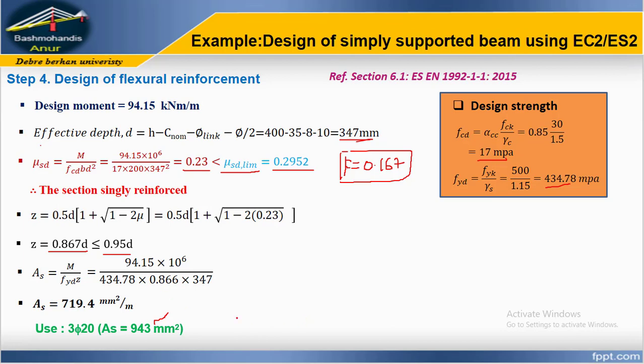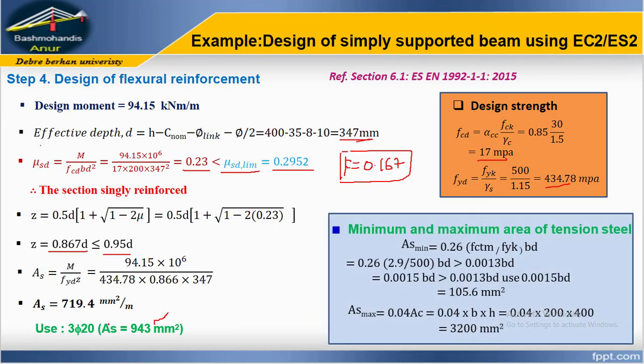According to the code, this area of steel must be between the minimum and the maximum, okay? The minimum is equal to, the maximum is equal to. Then after that, you must write it. It's very simple.